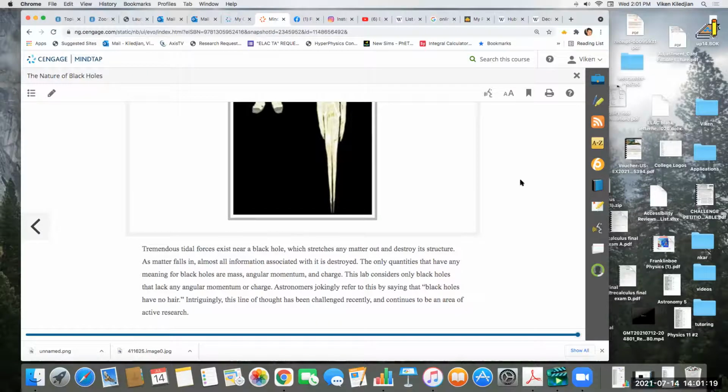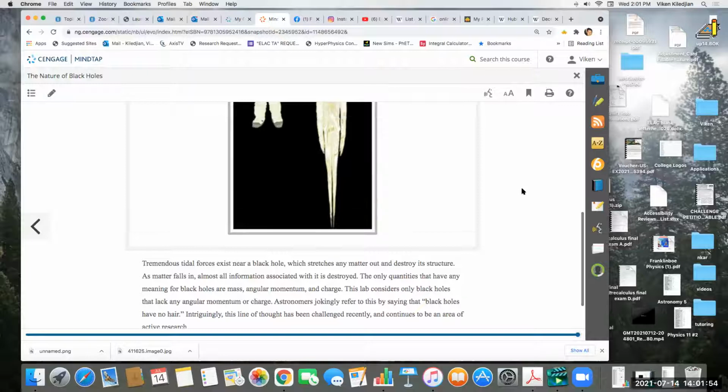As matter falls in, almost all the information associated with it is destroyed. The only quantities that have any meaning for black holes are their mass, angular momentum, and charge. So if you were to fall into a black hole, nothing about you would matter. What you've accomplished in life, how big you are, how small you are, all that matters is your mass. That's all. The black hole just would take that in, suck you, and the black hole would grow in size. Nothing else about you would matter.